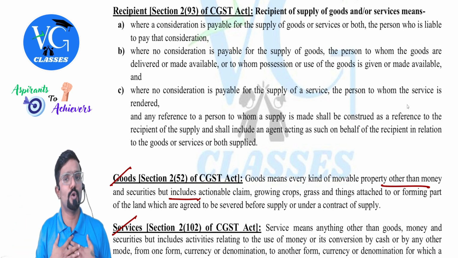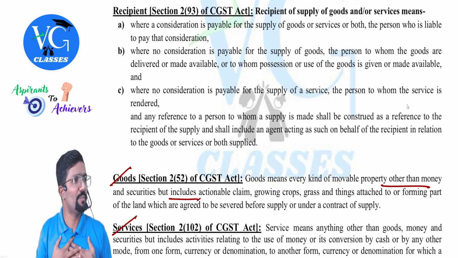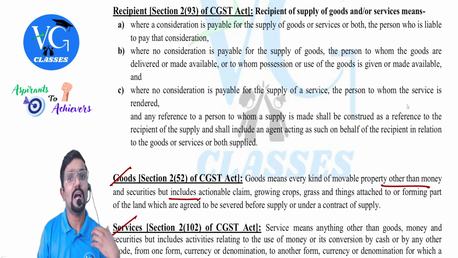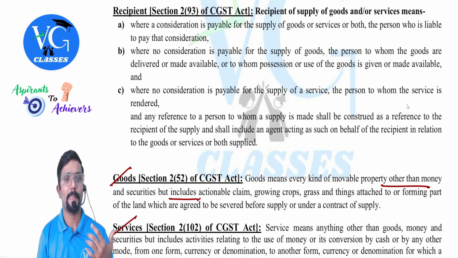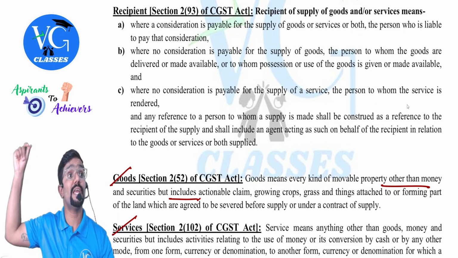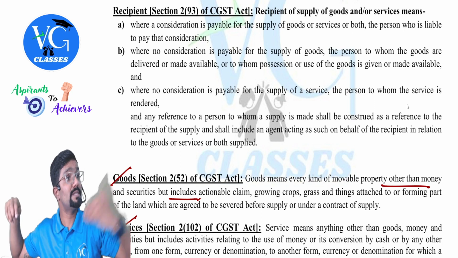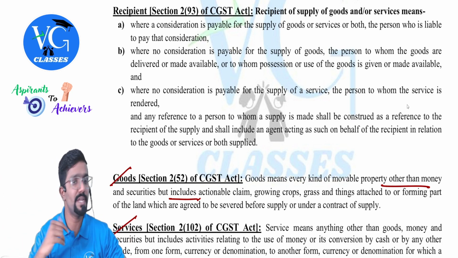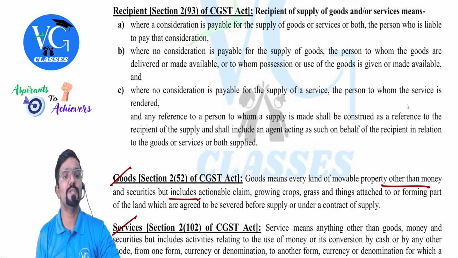Okay, simple. I have received the goods or services and I am the one who should pay consideration for supplier, right? Correct, Archita? Who should pay? Will you pay or should I pay? I should pay as a recipient. Where no consideration is payable for the supply of goods, that is schedule 1 cases, 4 cases is there. You supplied something to me, but I am not paying anything in return. The person to whom the goods are delivered or made available, or to whom possession or use of the goods is given or made available.